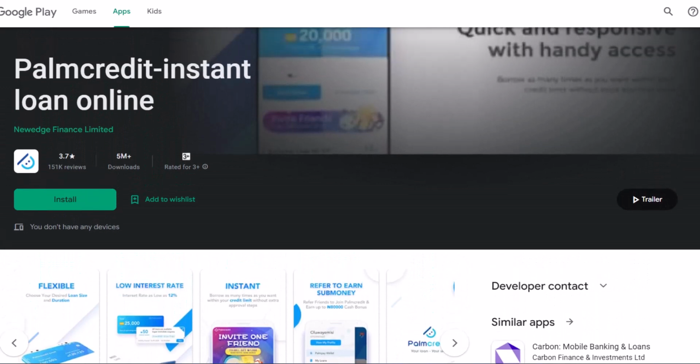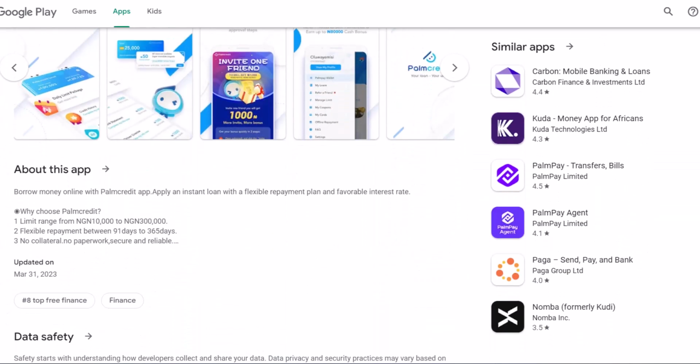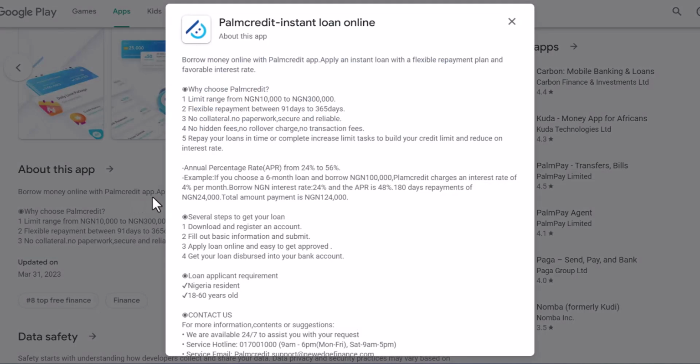Palm Credit is also one of the greatest loan apps in Nigeria. And trust me, the app has been in existence for a while, and people actually trust this app. It has already generated over 5 million downloads. The overall rating is 3.7, and total reviews so far is 151,000. That's huge. And then let's check on the about app so we can see more details about Palm Credit.